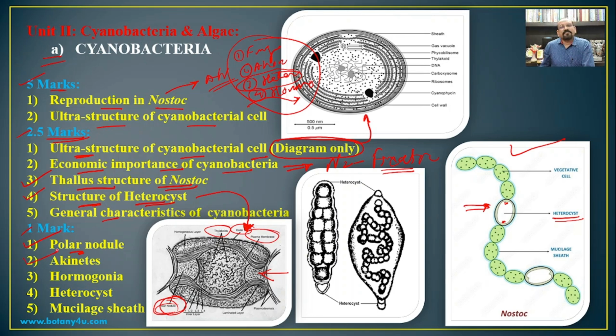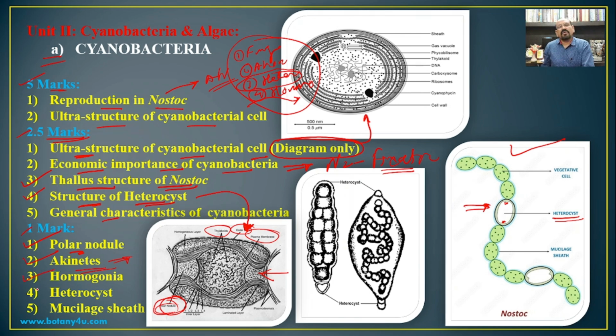Then akinetes are the resting spores. When there is initiation of unfavorable conditions, that is an increase in temperature, evaporation of the water from the water bodies, there is formation of akinetes by storing the food material in some of the cells. And because of the presence of stored food material, on reaching the next season, there is formation of the new organism, that is, it is involved in the process of reproduction.